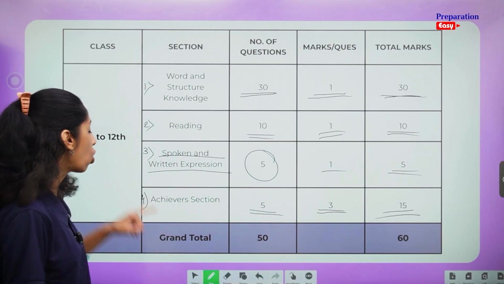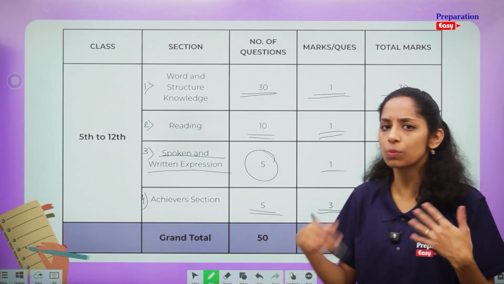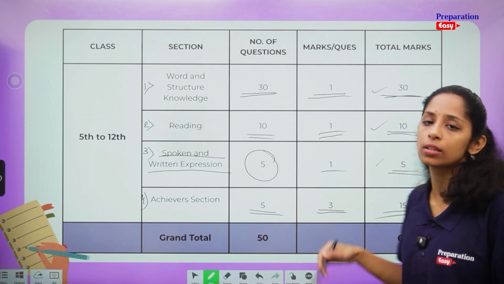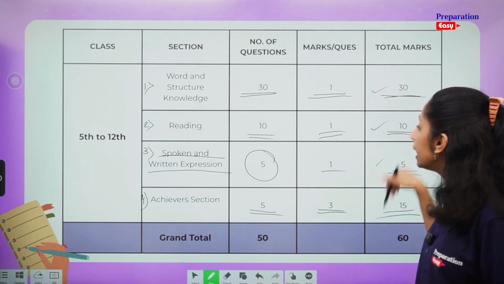So that is why it is called the achiever section, because if you learn, if you practice, if you read as much as possible, you can achieve, you can get 30, 10, 5 marks easily. Okay, with easy preparation you can get this easily.